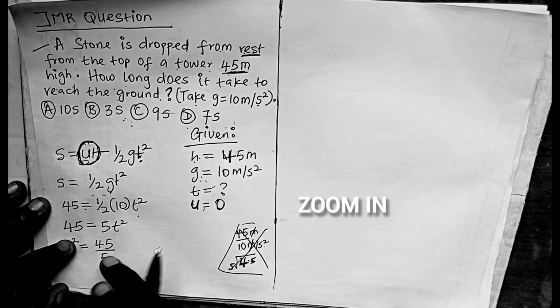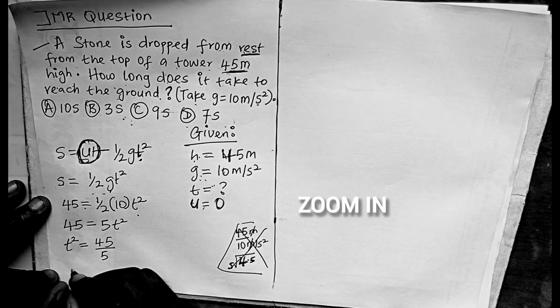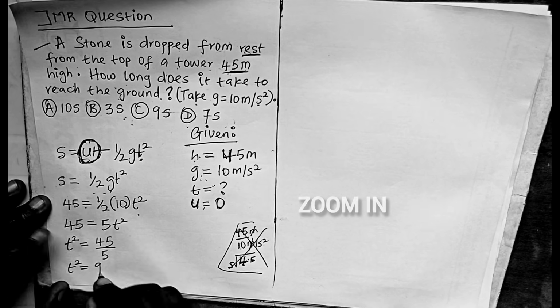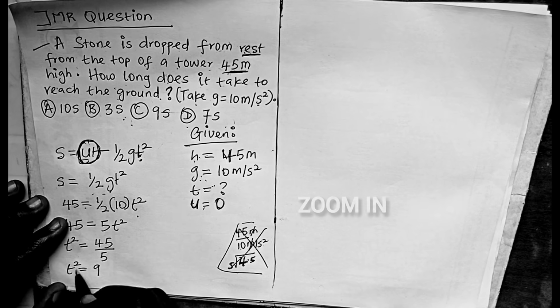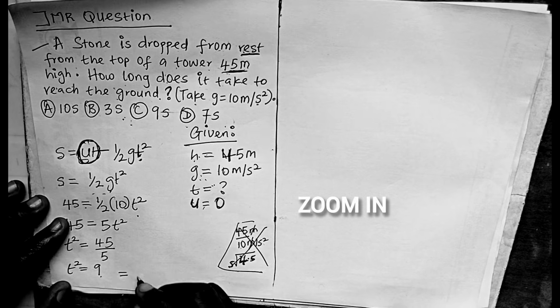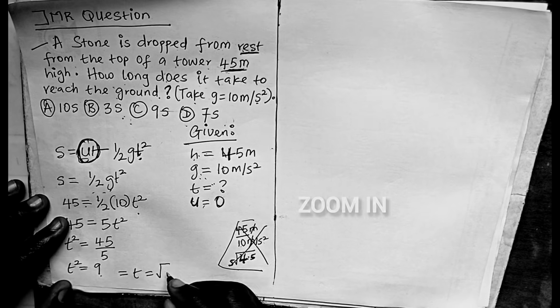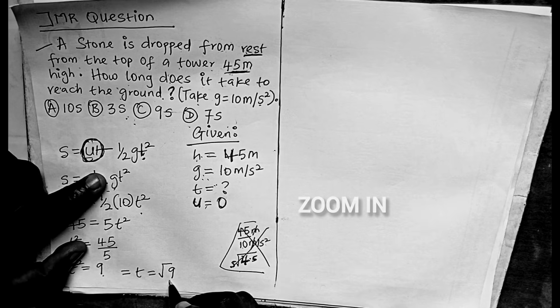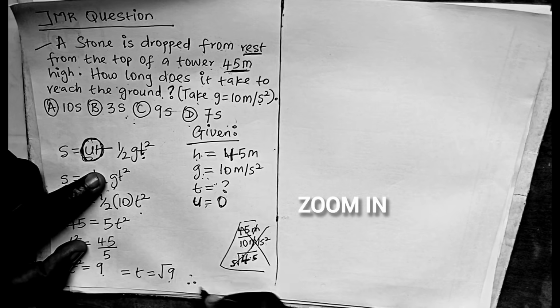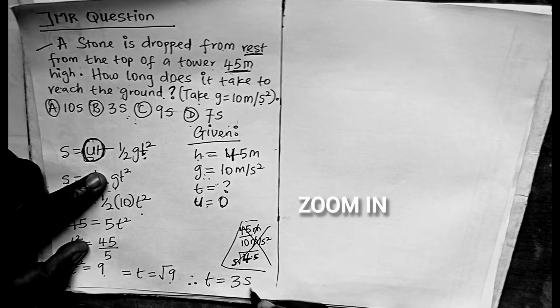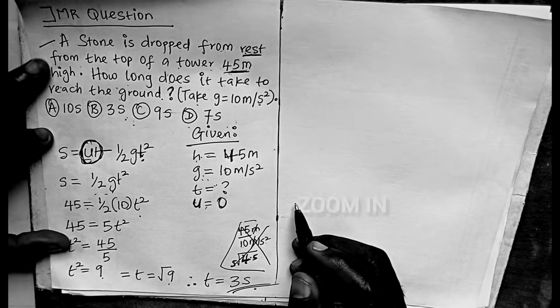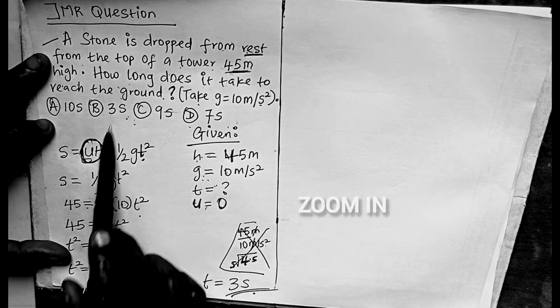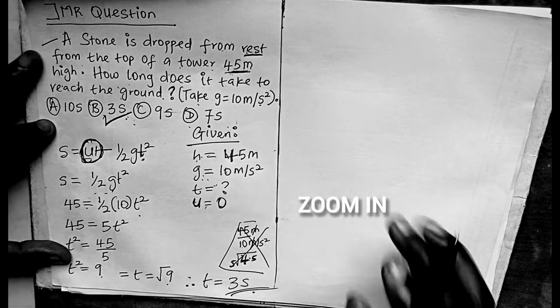When you divide 45 by 5, you get 9. So t squared is equal to 9. Is this the final answer? No. When a square crosses the equal sign, it becomes a square root. So t is equal to root 9, and the square root of 9 is 3. Therefore, t is equal to 3 seconds. This is our final answer. Among the options, option B is correct. So we are done with this.